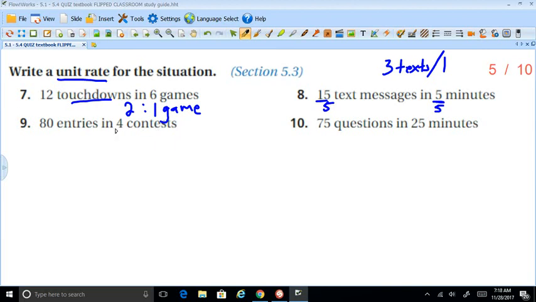Number 9, 80 entries in 4 contests. So how many entries in one single contest or per contest? And divide by 4, so divide that by 4, and you get 20 entries per contest.